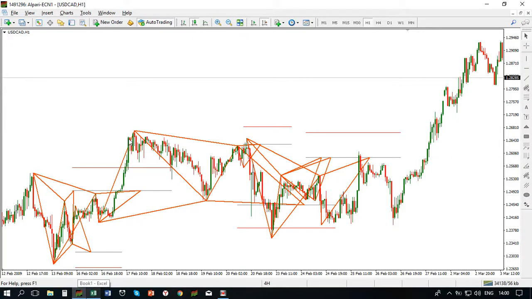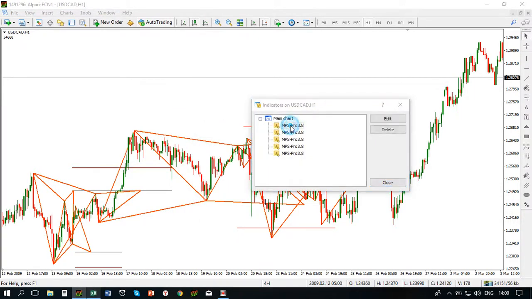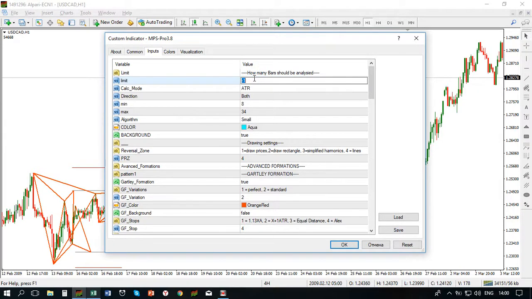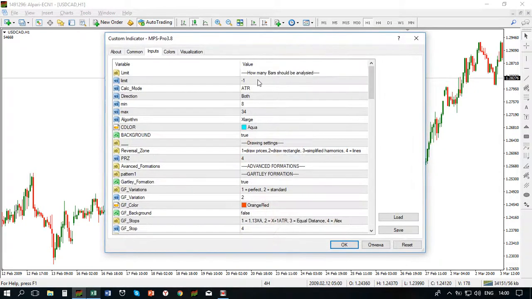Okay, let me release some RAM. Instead of analyzing all the bars, let's analyze only 54,000 bars. Control C. Control V. And another one.